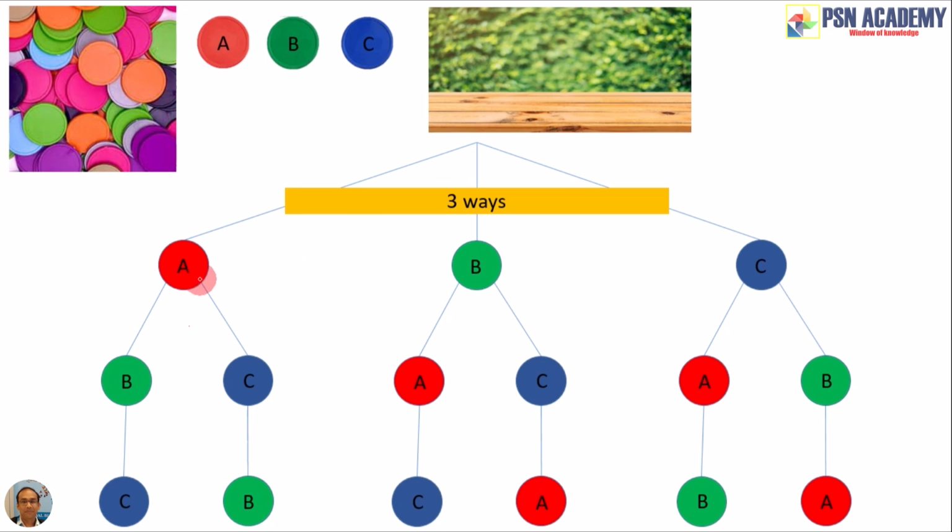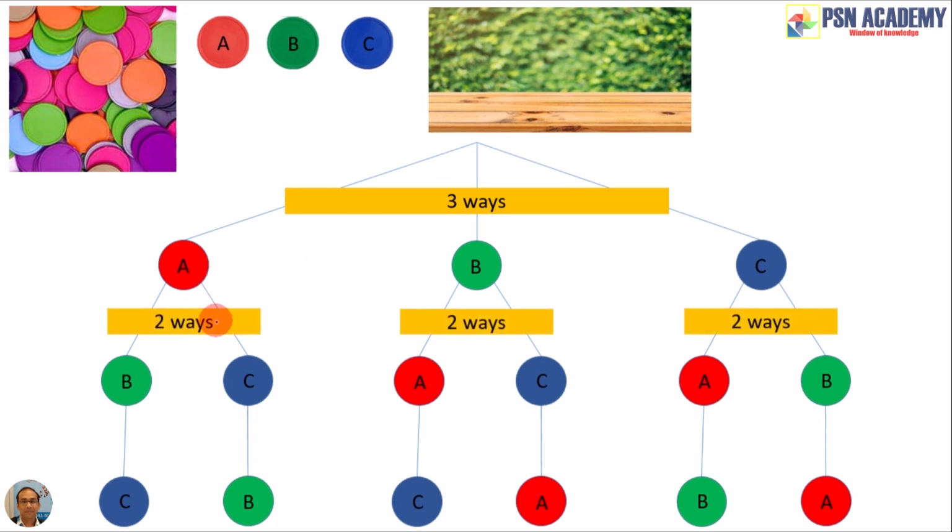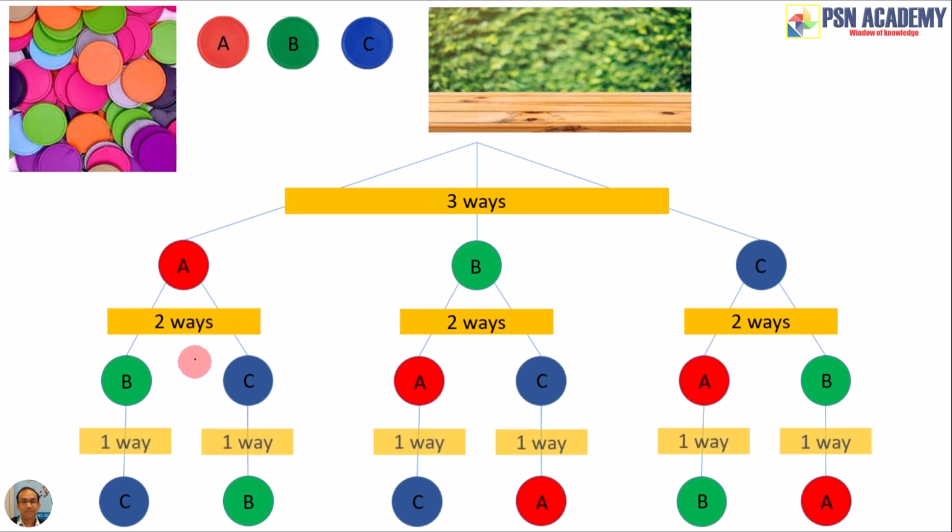Now initially we had 3 ways or 3 options to select those coins, and after selecting a single coin for the first time, we had 2 ways each for the rest of the 2 coins, isn't it? And after selecting the second coin, we had only 1 option left for us, that is 1 way, right? So for selecting 1 way, you had 2 cases, or 2 options. So you can write here 2 times 1 way. Here also 2 times 1 way.